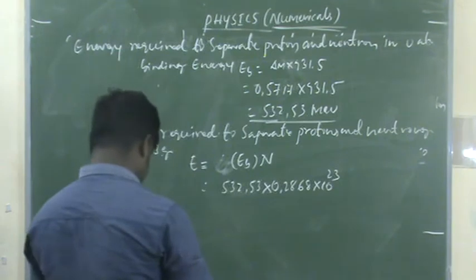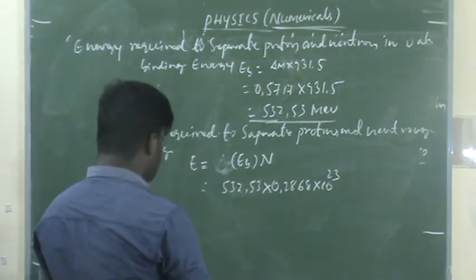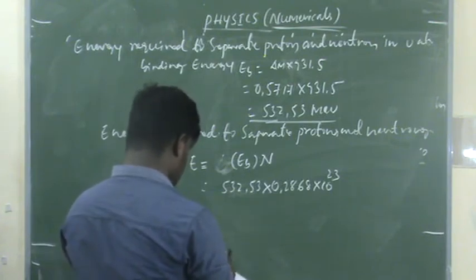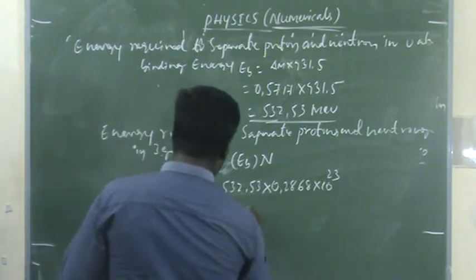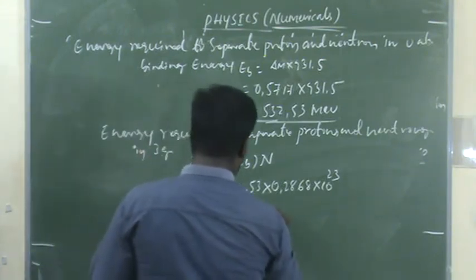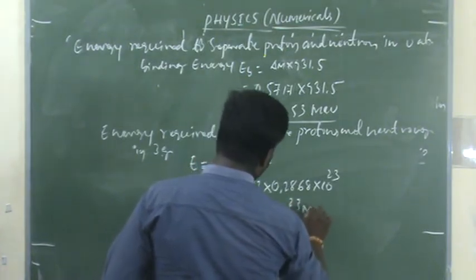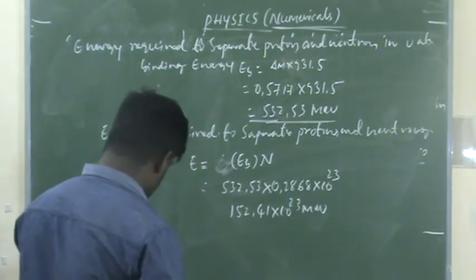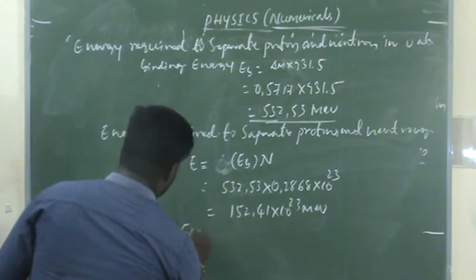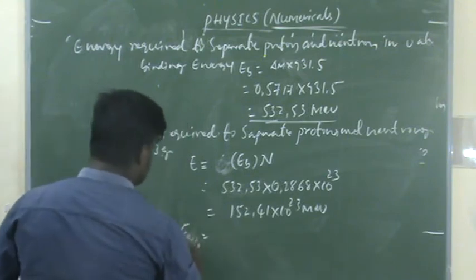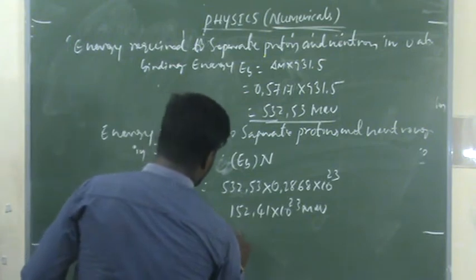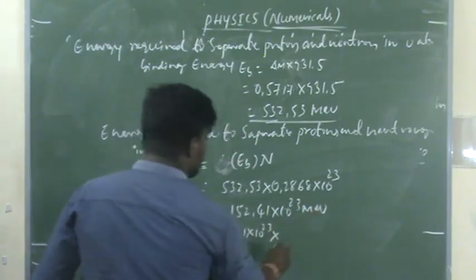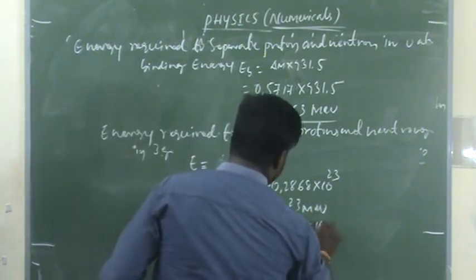So what is the value? 532.53 into 0.2868 is 152.41 into 10 to the power of 23 mega electron volt. So the binding energy is 152.41 into 10 to the power of 23 mega electron volt, and the electron volt is 1.6 into 10 to the power of minus 19.